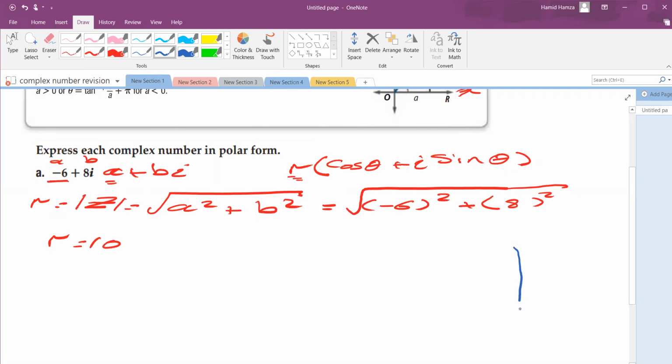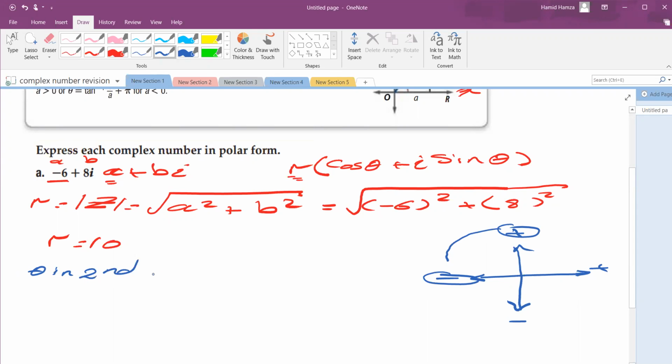So we draw like this. So 6 is negative. So negative, positive, positive, negative. So 6 is negative, so we'll take this. And b is positive, so this. That means theta is located in what? Second quadrant. So theta is in the second quadrant.